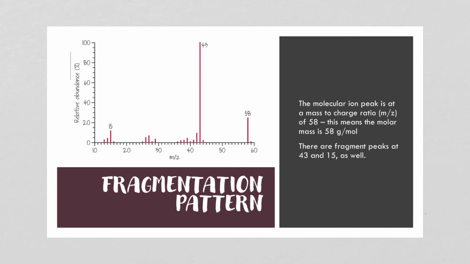So here's an example. We see a few things here. The furthest to the right peak, the largest peak, will be the molecular ion peak, and it's at a mass to charge ratio of 58. This means that the molar mass of this compound is 58 grams per mole. And then we can also see that there are fragment peaks at 43 and at 15 as well.